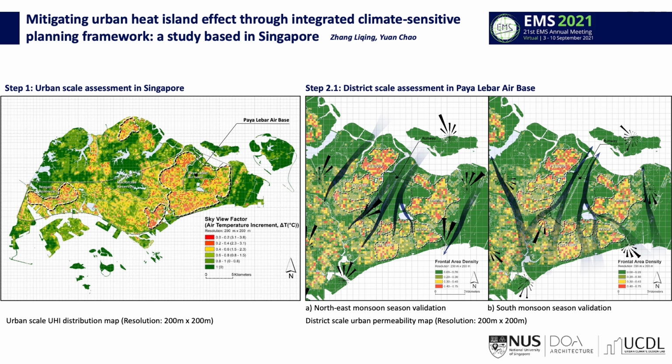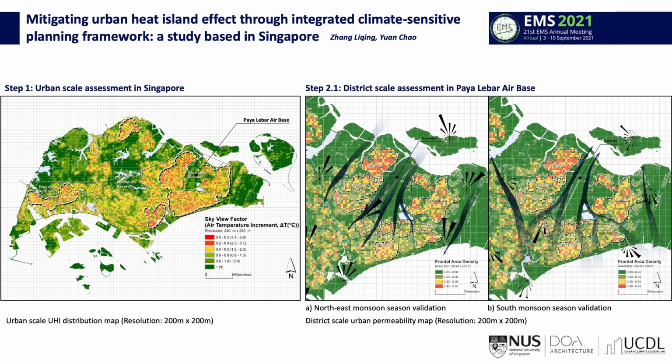In step 1, from UHI distribution map of Singapore, we can see that the surrounding area of Paya Lebar airbase is identified as area with UHI issue, with the intensity around 2 to 3 Celsius degrees. Not to mention that with further development, there is a potential risk to create a more spreading UHI.